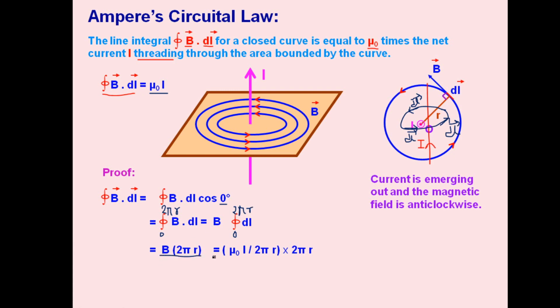Now here in this step, we have used mu naught I upon 2 pi a, the formula for an infinitely long wire. And cancelling this 2 pi r and 2 pi r, we have the result for the closed integral of B dot dl as mu naught times I. So this is our result for Ampere's circuital law. You can note this down if required.